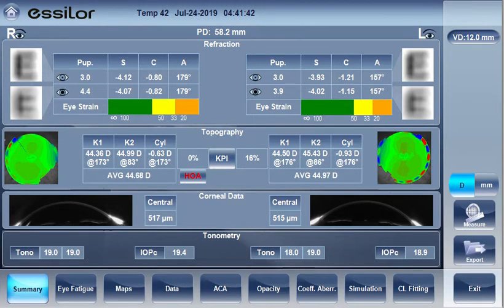Let's review the data and see how it can be used as an education tool about eye strain and how it can support the anti-fatigue lens category.